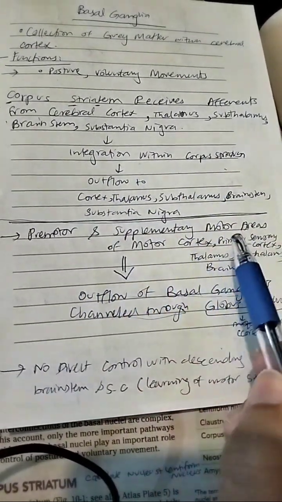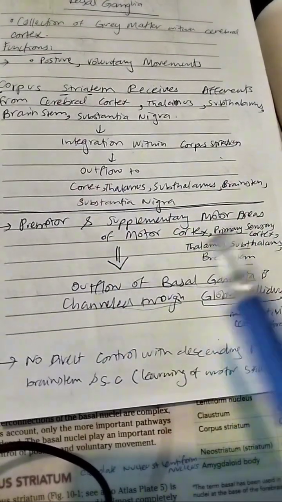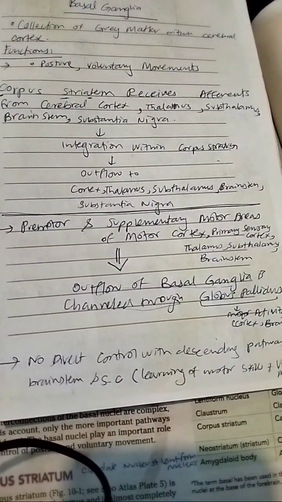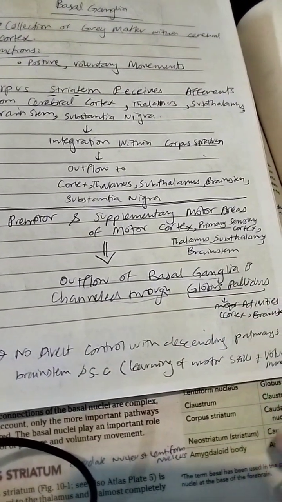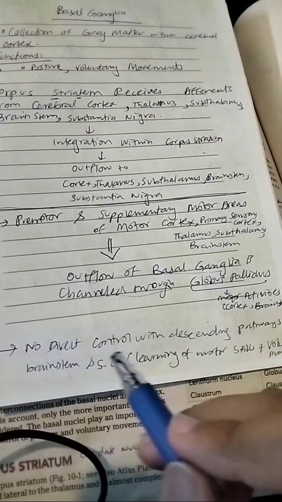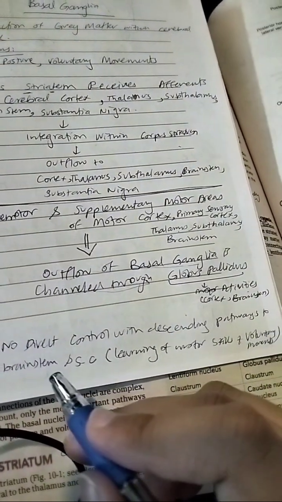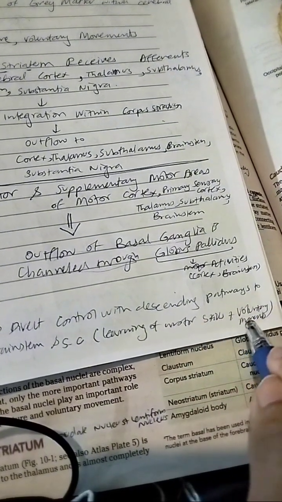The premotor and the supplementary motor areas of the motor cortex, the primary sensory cortex, and thalamus, subthalamus, brainstem, and the substantia nigra are going to carry the outflow signals of the basal ganglia and channel them through the globus pallidus, which controls the motor activities of the cortex and the brainstem. There is no direct control with the descending pathways to the brainstem and the spinal cord. As a result of that, there is learning of motor skills and voluntary movements.